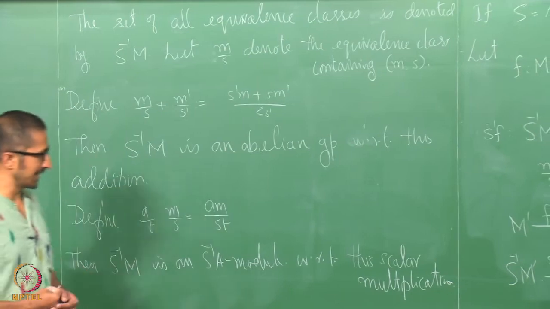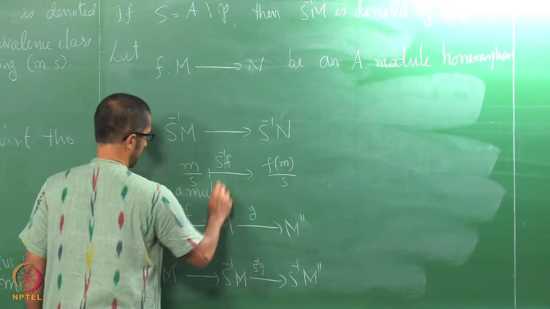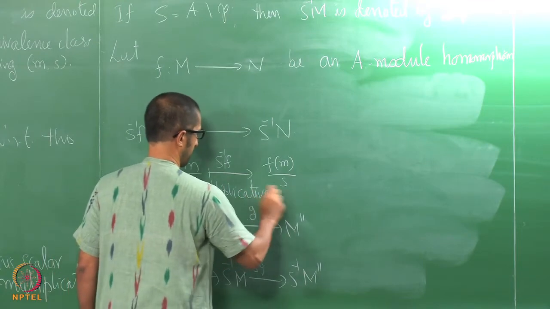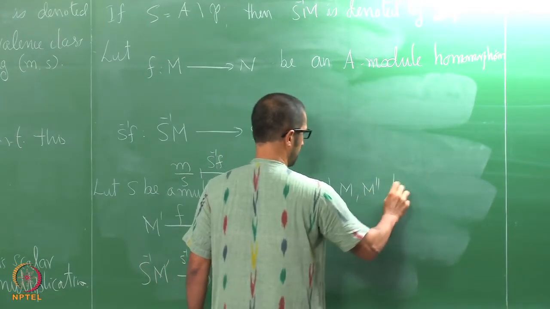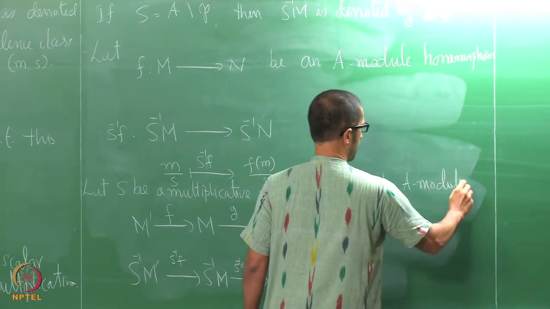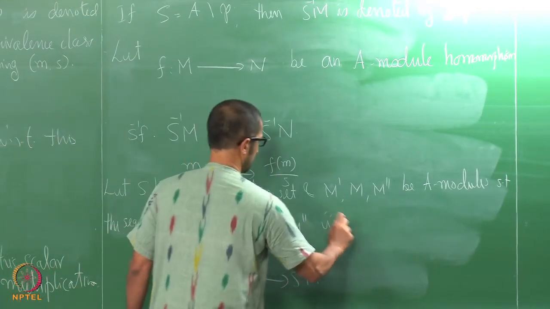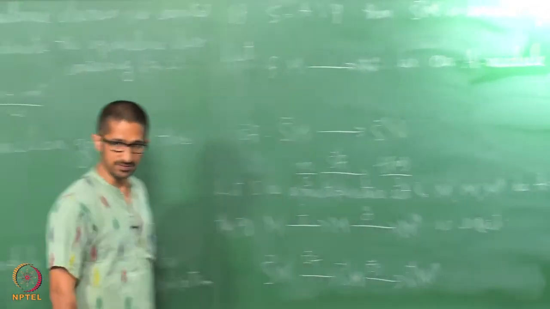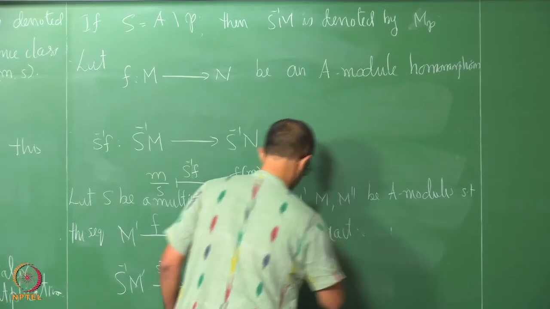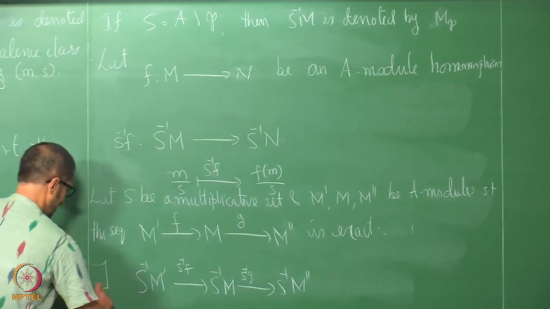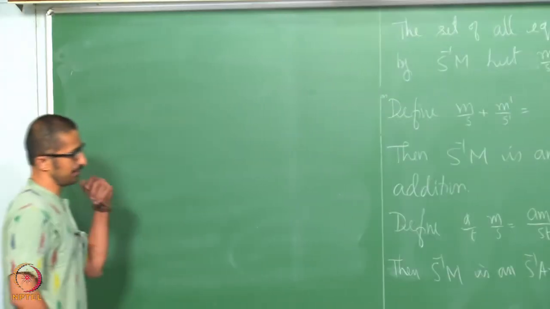Okay. So, let us try to investigate this. So, our setup is, let S be a multiplicative set and M', M, M'' be A modules such that the sequence is exact. This sequence is exact, therefore, there exists an induced sequence. We do not know whether it is exact or not, but let us look at some properties of this.